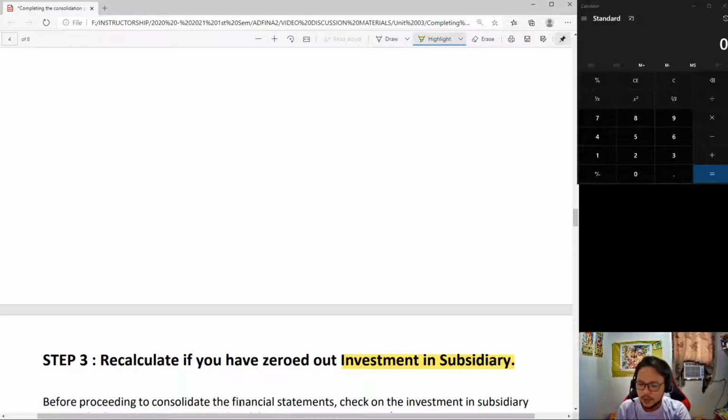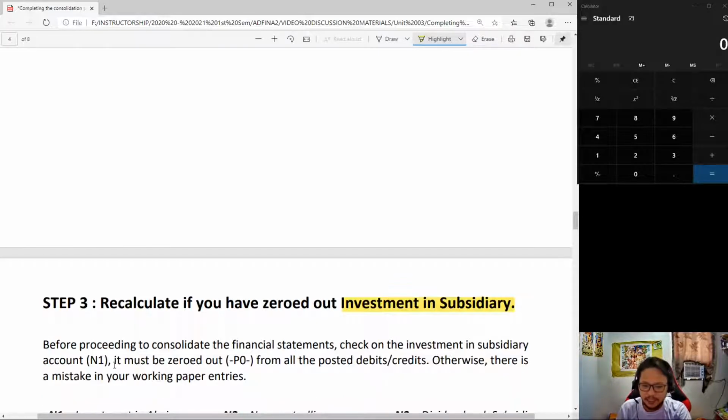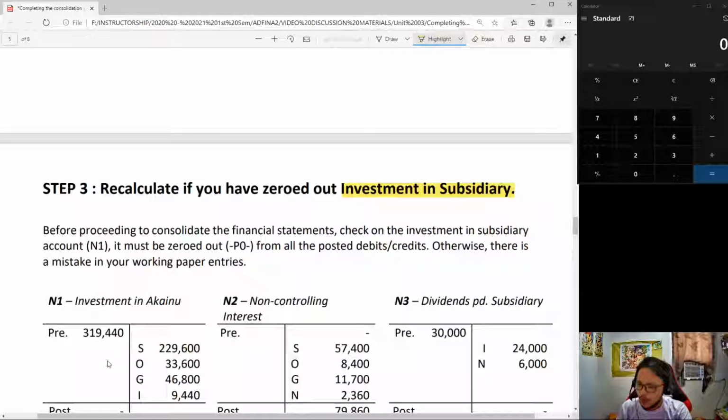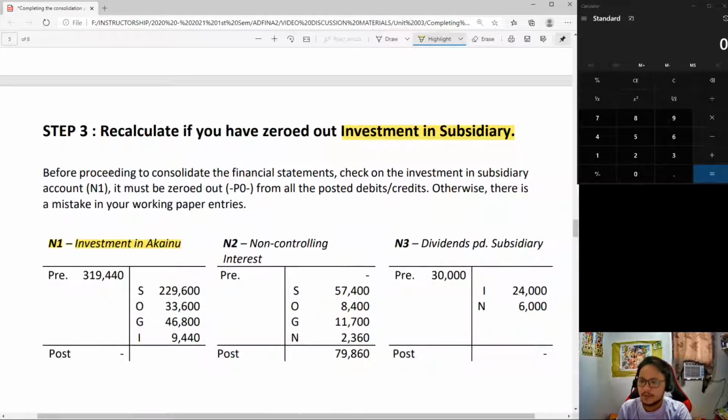Before proceeding to the consolidated financial statement, check on the investment in subsidiary. Ito yon. It must be zeroed out from all posted debits and credits. Otherwise, there is a mistake in your working paper entries. So pre-combination, meron tayong balance na 319,440 in our investment account. And ito yung mga credits in our entries. From S, from O, from G, and from I. And do your recalculation, it will be a zero resulting balance.